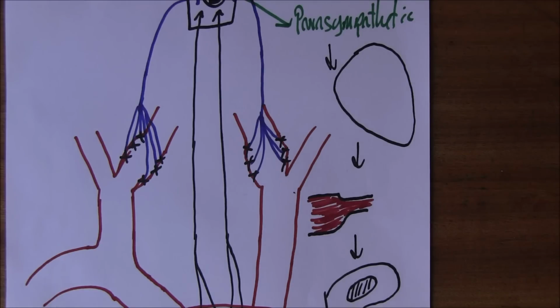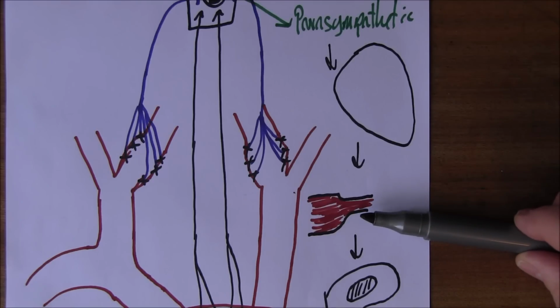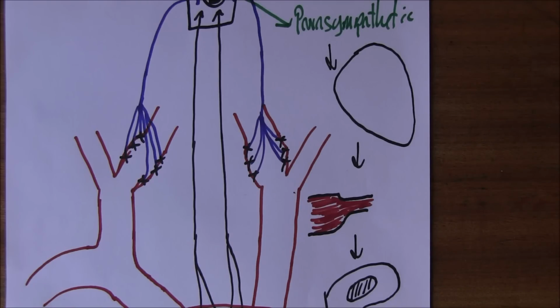So if we're exercising, we want more blood going to the myocardium and more blood going to the skeletal muscles. If we're resting, we want less blood going to the skeletal muscles and more blood going into the gastrointestinal tract to facilitate digestion. So it's going to control the distribution of blood around the body.